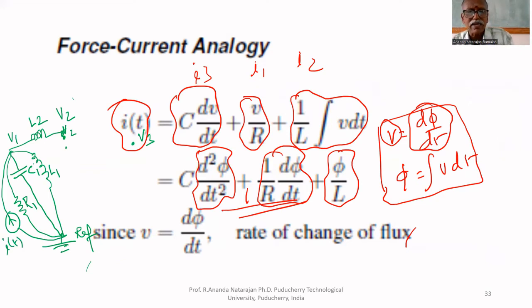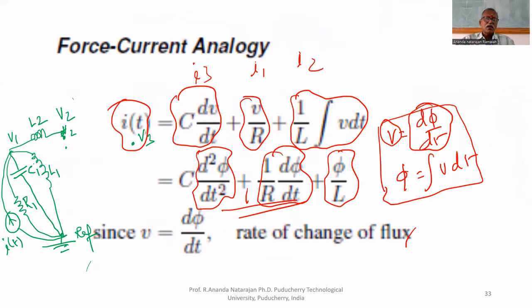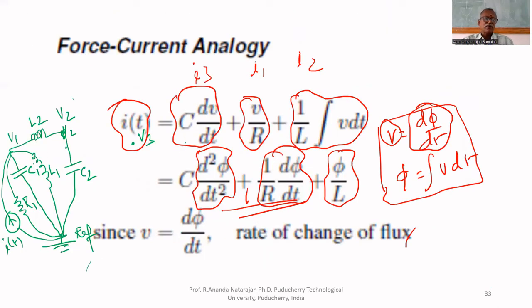Now go to the second equation. Second equation, C2 dV2 by dt. Across C2, only V2 is applied. Therefore, C2 will be like this: C2 between V2 and the reference. Come again. L2 is between V2 and V1, already drawn. See that L2 is between V1 and V2, already drawn.